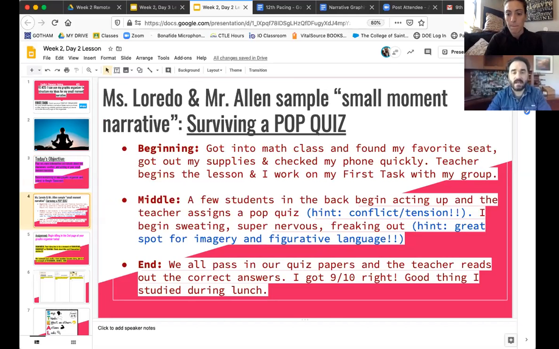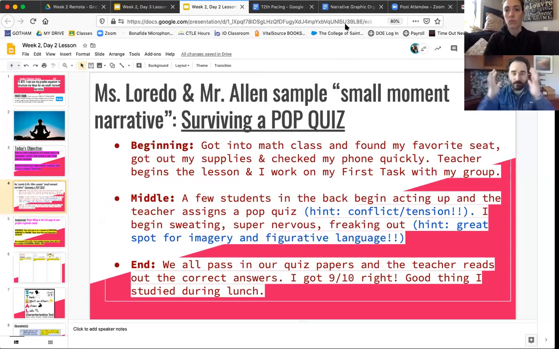Okay, yesterday I gave you an example of a small moment out of a big day. So not the whole day at school, but the small moment of taking a pop quiz. And then we looked at identifying the beginning, the middle, and the end of the little film about the birds on the telephone wire. Now you already identified the beginning, middle, and end of your small moment.